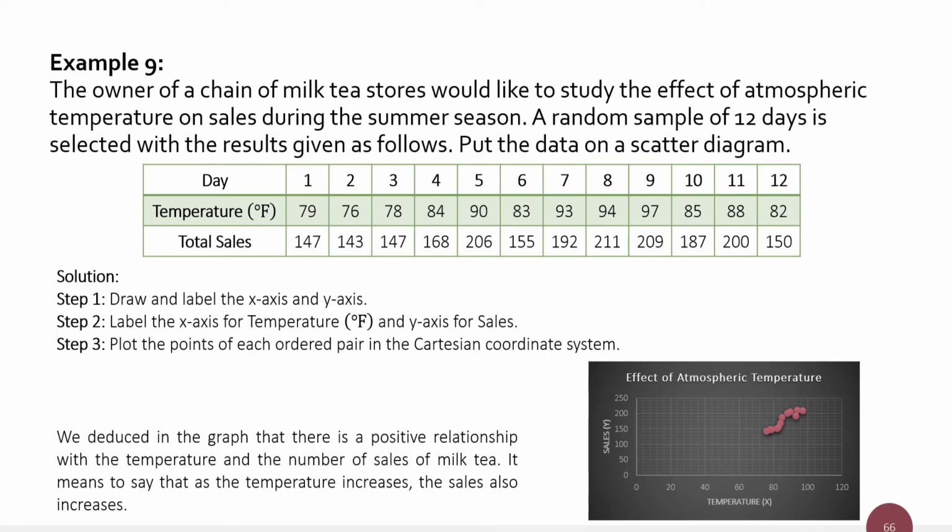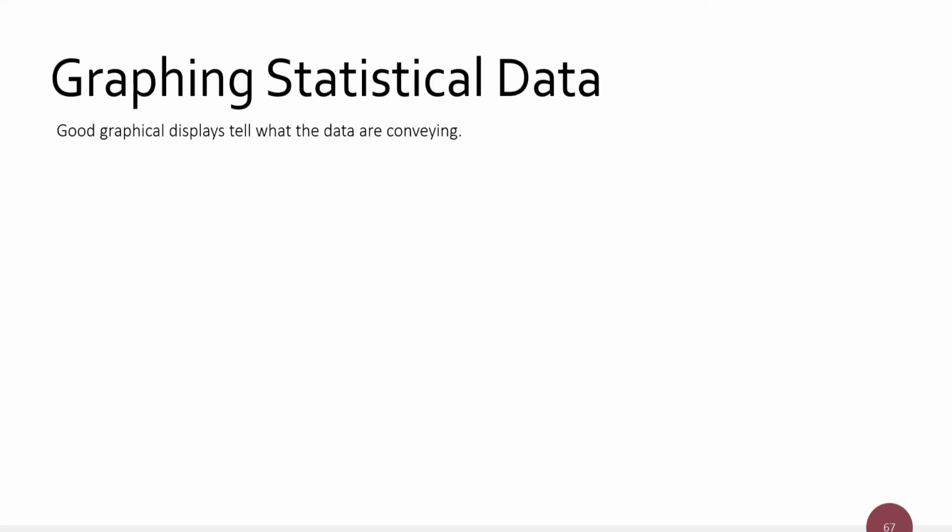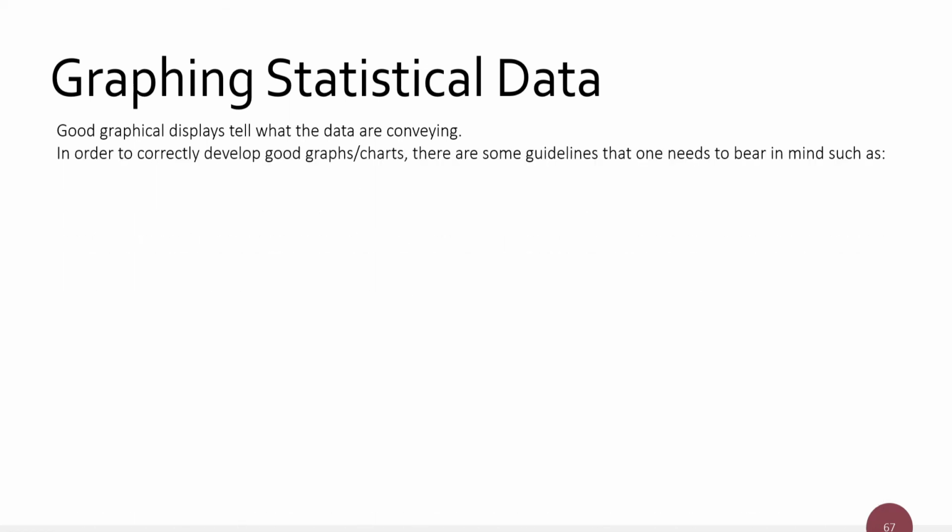Okay? So, sa ating mga graph, madali natin na maipapaliwanag kung ano ba yung gustong sabihin ng ating mga dataset. So, good graphical displays tell what the data are conveying. So, in order to correctly develop good graphs and charts, there are some guidelines that one needs to bear in mind, such as, first, the graph or chart should include a title. Next, the scales for all axes should be included.